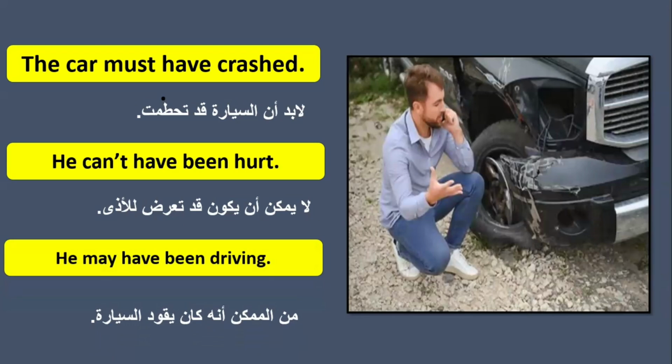The original sentence would have been he was driving in the past, because remember, I'm talking about a deduction in the past. He was driving if you are giving me a fact, but if you are giving me a guess, an assumption, تخمين أو افتراض, I will use a modal of deduction like this one. He may have been driving. من الممكن أنه كان يقود السيارة.